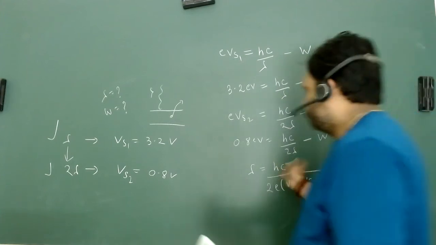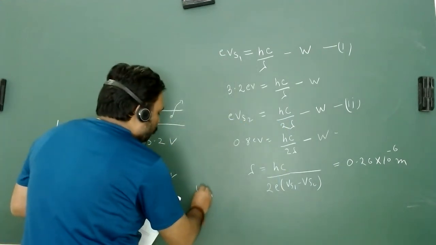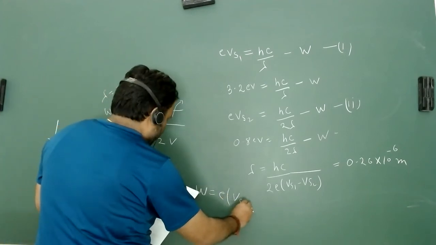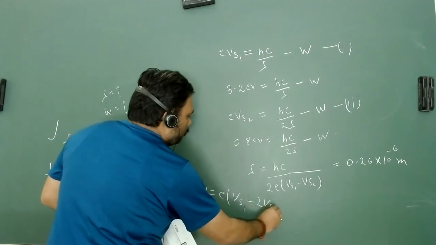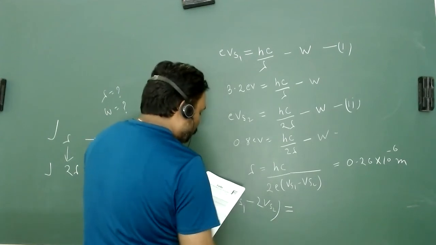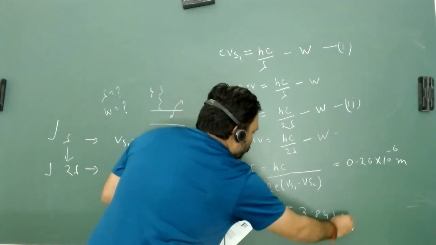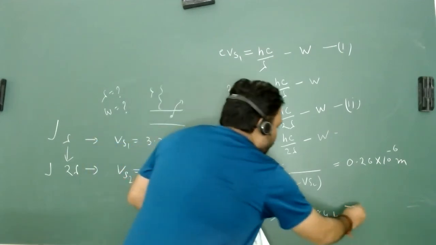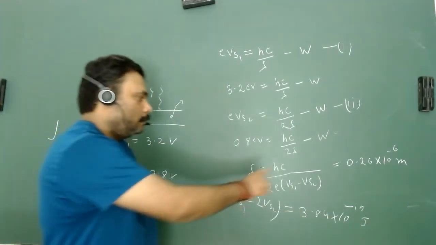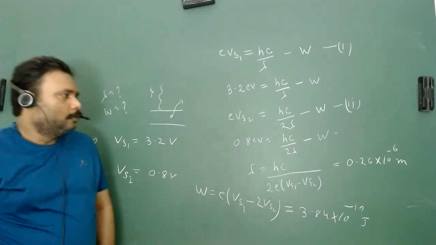You can just put in the values of hc and the other constants, and then you can calculate the value of W. The value of W is equal to e times (Vs1 minus 2 Vs2). In terms of joule, that will be 3.84 times 10 to the power minus 19 joule. If we divide it by 1.6 times 10 to the minus 19, we can get the answer in electron volt, but I am giving this answer in joule and meter.